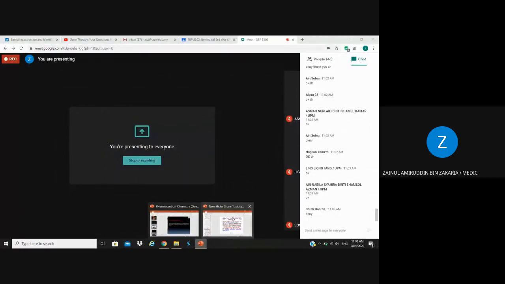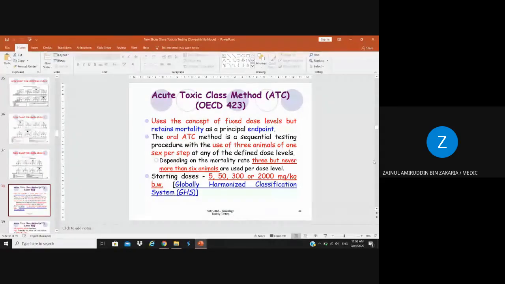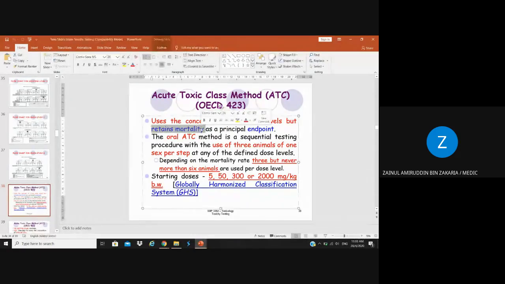Okay, I proceed with OECD 423, which is the acute toxic class method, ATC. The concept is similar to fixed dose, but the endpoint is mortality, not sign of toxicity. So for mortality, you only use 3 animals of one sex per step.